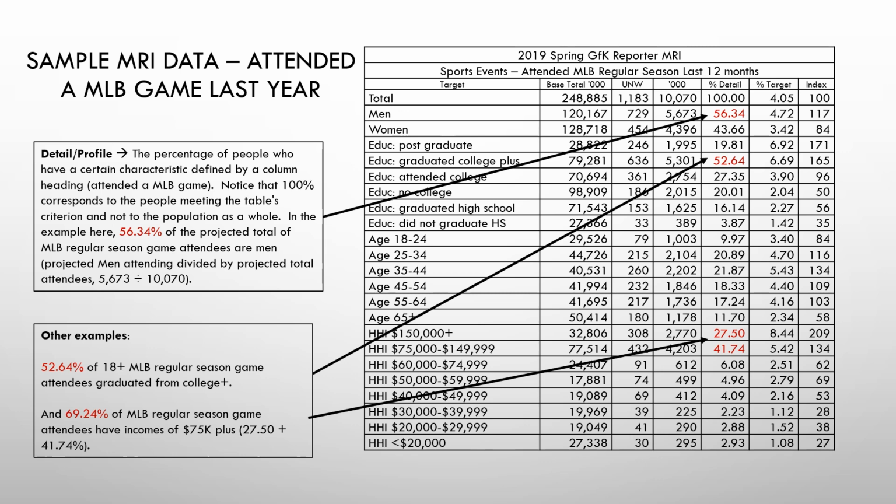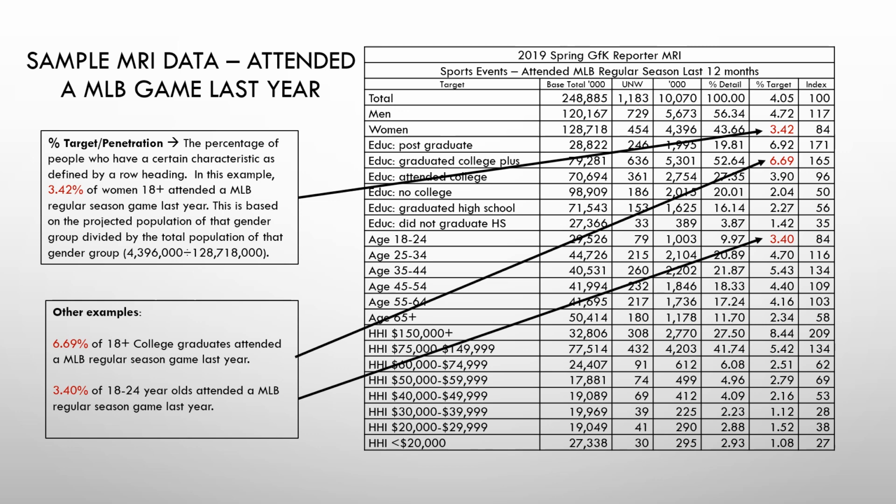Of course, you can see then how those numbers are calculated in each case. But each one of those is called a profile. And it tells us, of the population, 56.34% were men, 52.64% were college graduates, and a total of 69.24% had incomes over 75,000. We got that number, of course, by adding those two boxes together. So that's how you interpret the profile or detail column of data.